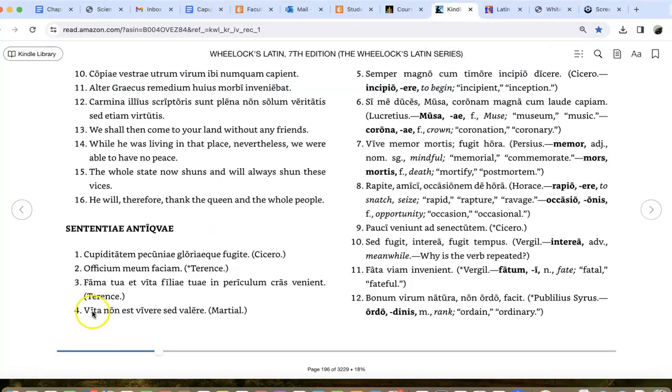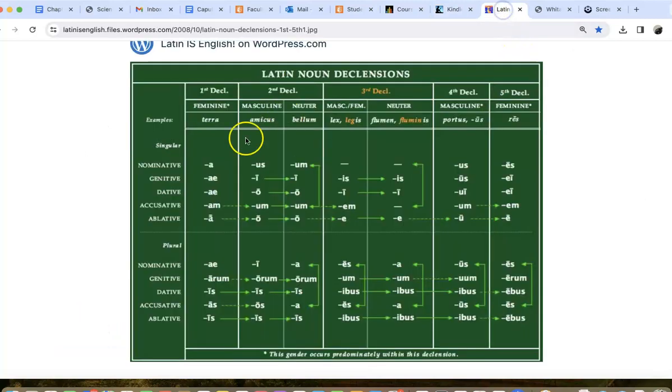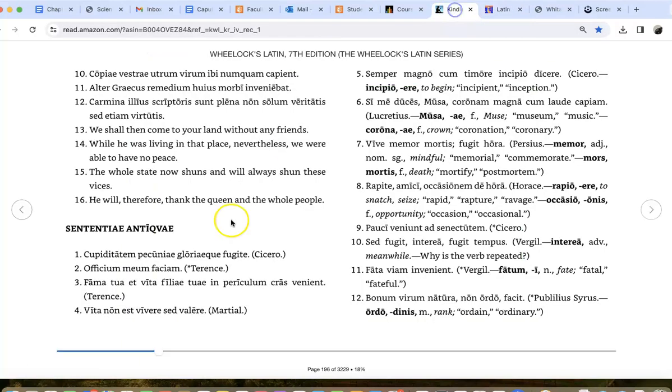Taking a look at the grammar, vita, that's fairly straightforward. First declension, nominative singular, vita. Non is not to, but then we have the vivere, the infinitive, going back to last semester. Sed means but, and then so we have two infinitives, vivere, valere. Notice that vivere does not have a macron over the second to last e, which tells us it is third conjugation, whereas this one does have a macron over the e, which tells us it's second conjugation. And again, your book points this out in the beginning of this chapter.